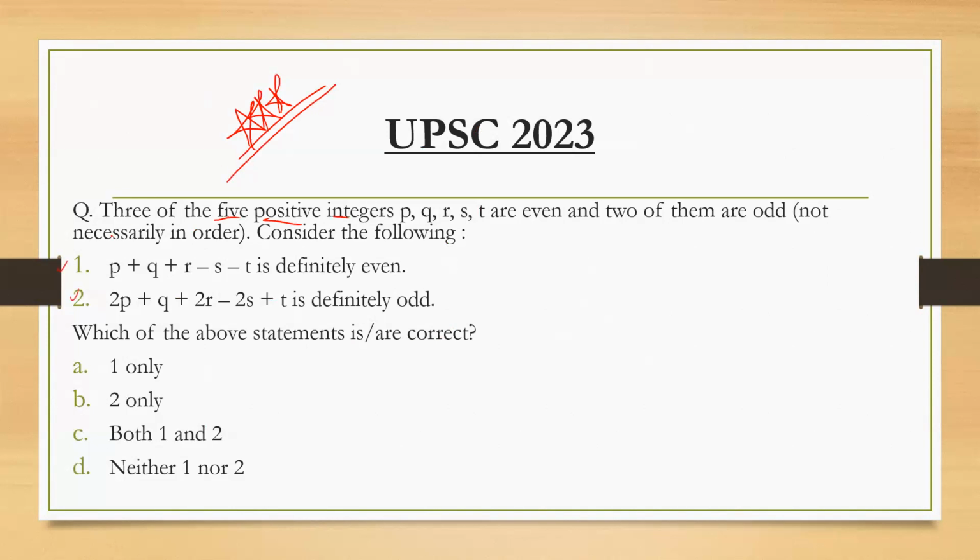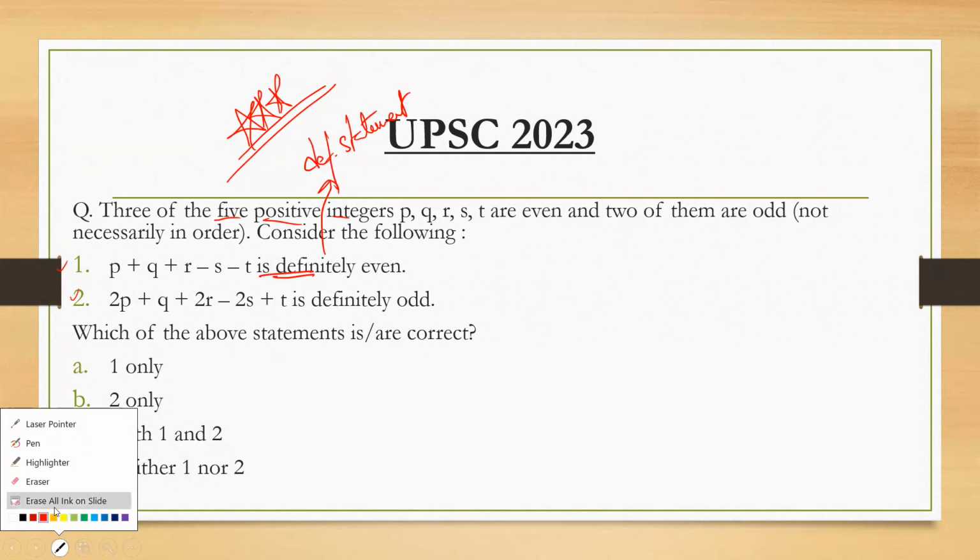Okay. If this statement says is definitely even, what does it mean? The word itself is there. It is a definite statement. Okay, so when it's a definite statement, you just have to give one example negating the same to negate the entire statement. Okay, so try solving this one. This will be your last question for today.